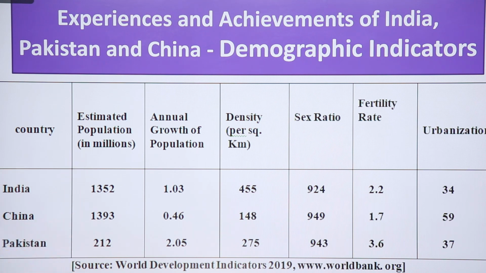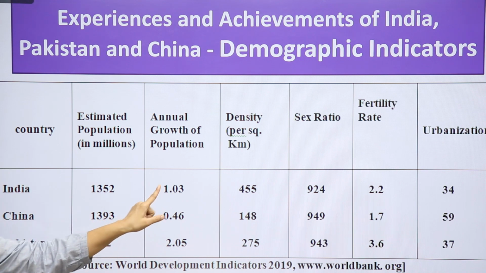So population details are these. Here you can see that China is the highest populated country among all the three, but now the details have changed and India has moved forward in population. Annual growth of population is 1.03 in India, for China it is 0.46 and for Pakistan it is 2.05. For density per square kilometer we have 455 people per square kilometer in India, in comparison to 148 people in China and 275 people in Pakistan. That means India has the highest density of population and its growth rate is second among the three countries.